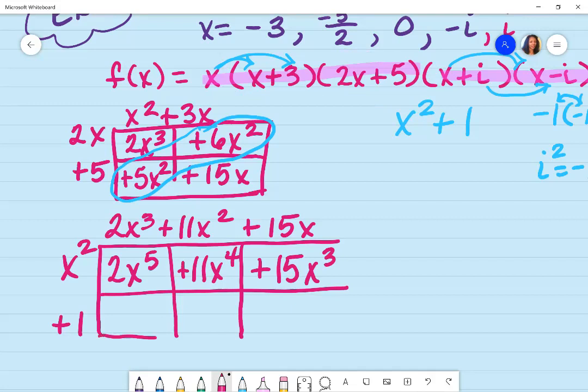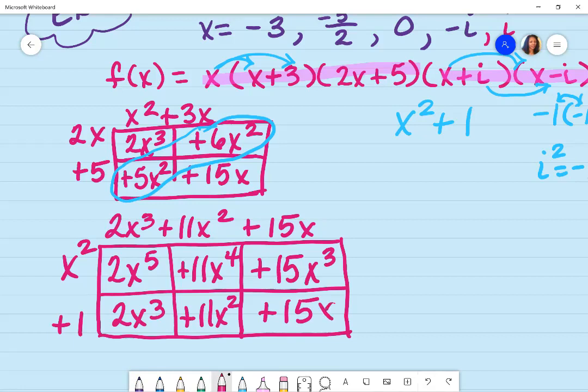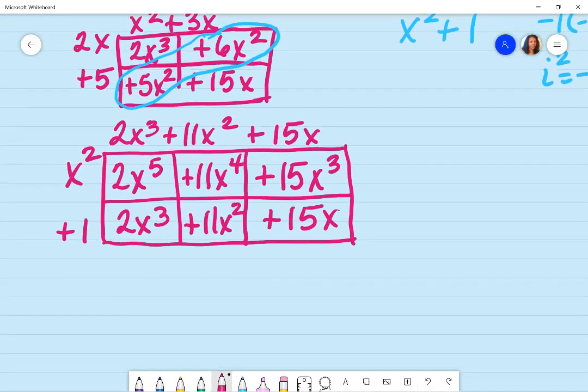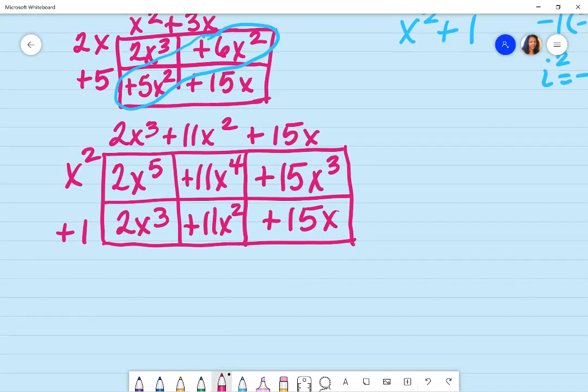I go to my next row and I multiply it times everything that's in its column, and I'm going to put the answers here. 1 times anything is itself. So I'm just simply going to write the 2x cubed plus 11x squared plus 15x. So now using my box method technique, I want to see if I have anything that has like terms. The only thing that I see is x cubed and another x cubed. So I can actually combine those. Everything else is going to be as it is.